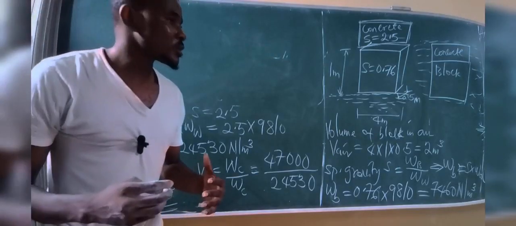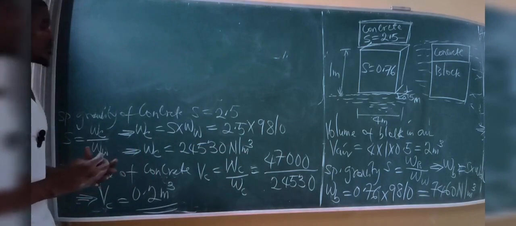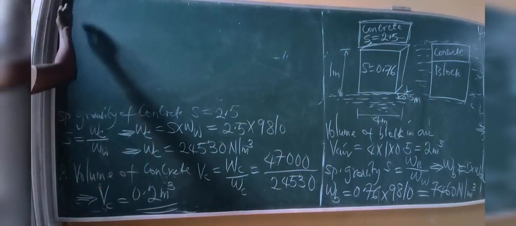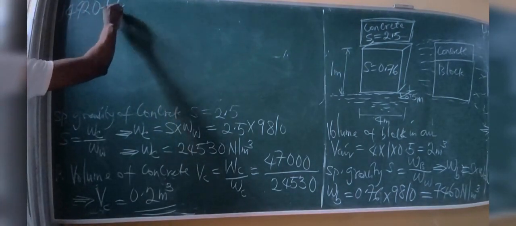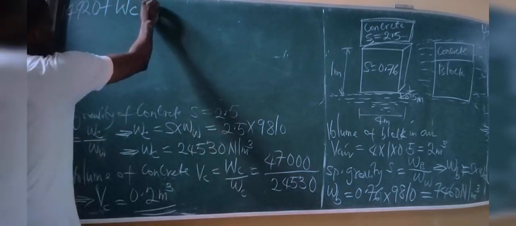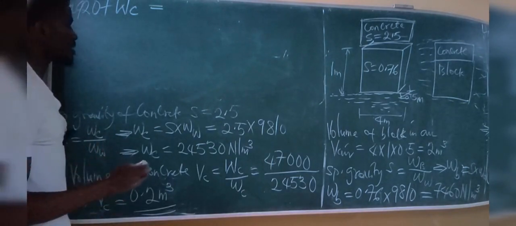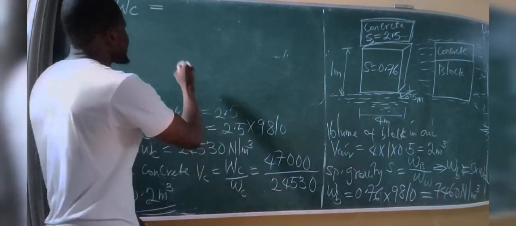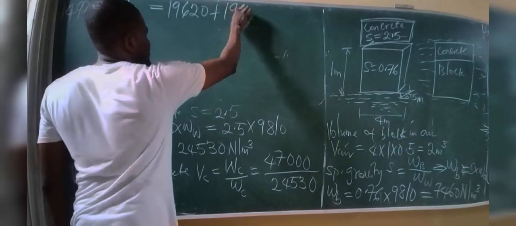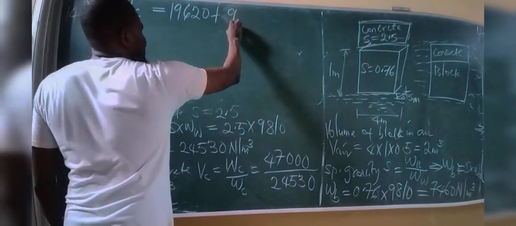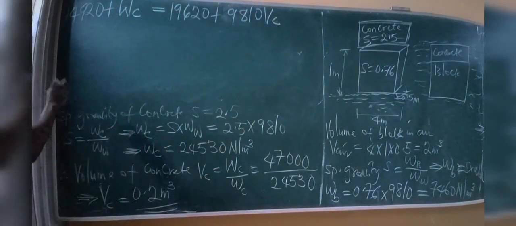All right, so equating now the previous two equations shown over there for total weight of water and total weight of block, the total weight of block gives us 14920 plus WC, which is the weight of concrete, and this is equal to the total weight of fluid displaced by the block itself. And the total weight of fluid displaced by the block gave us 19620 plus 9810 VC.